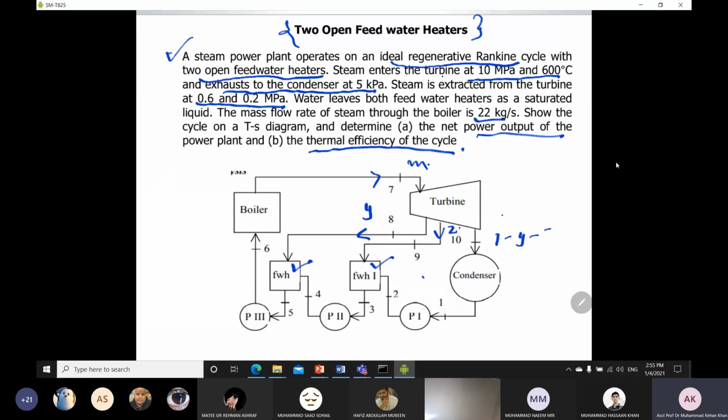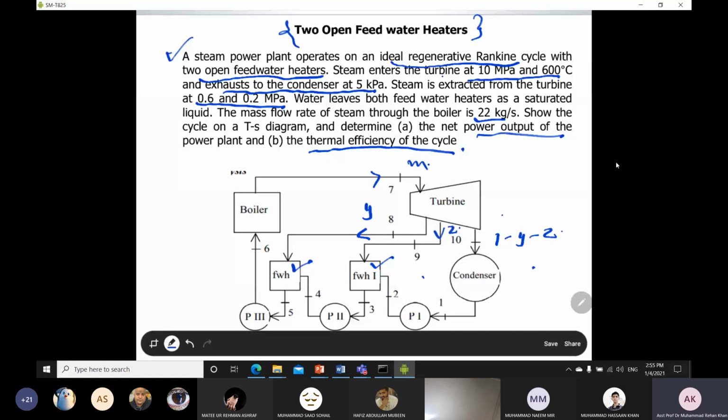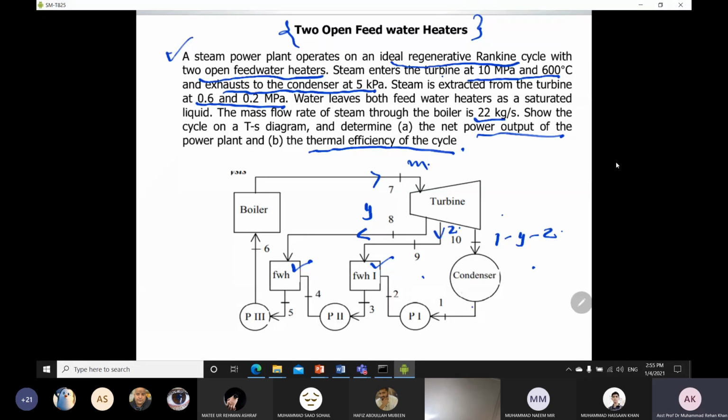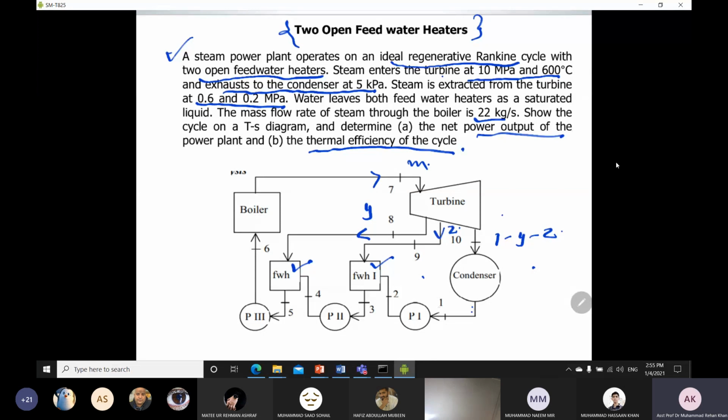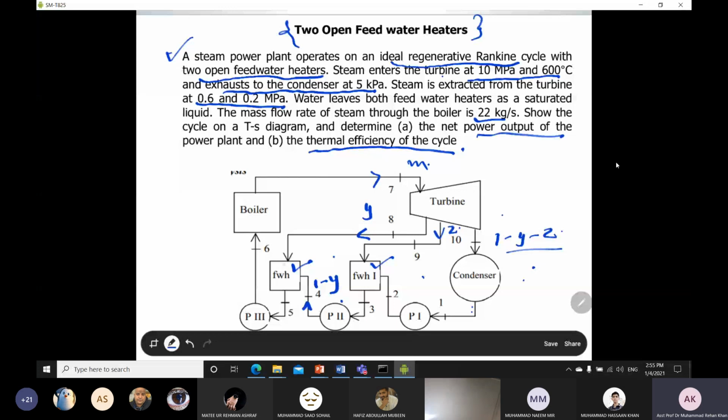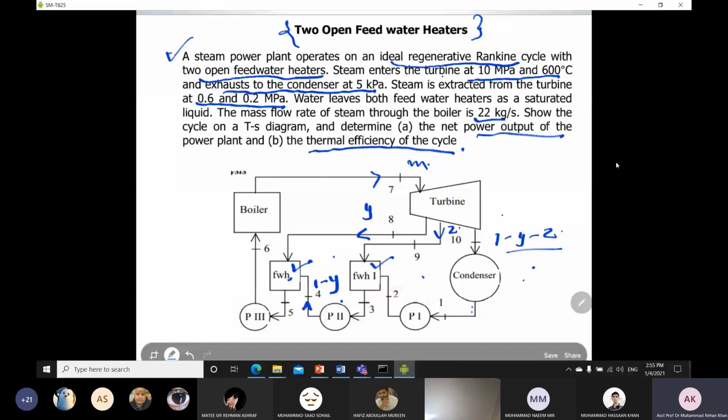Okay, so this is your flow fraction from your turbines. If you notice that this portion is z, from 1 to 2, it is 1 minus z, y minus z. So for this portion there will be 1 minus y, because if you subtract z from this term, you will get 1 minus y. And y is going toward your feed water 2, and then again at number 5 it becomes 1.